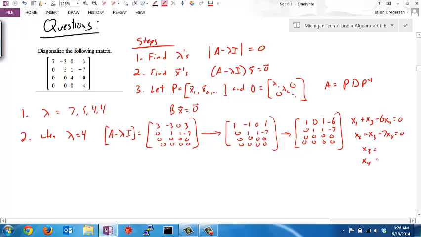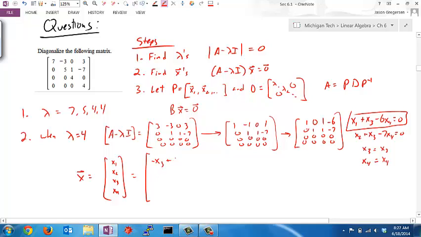What's x3 equal to? x3, it's a free variable. What about x4? Also a free variable, just x4. So now as I write out my solution, it's just a set of values x1, x2, x3, x4 that make this true. Well, x1 is equal to, I can just take my first equation here and solve it for x1. I have to subtract the x3 to the other side and add the 6x4 to the other side. x2 is going to be negative x3 plus 7x4. x3 is equal to x3. x4 is equal to x4.